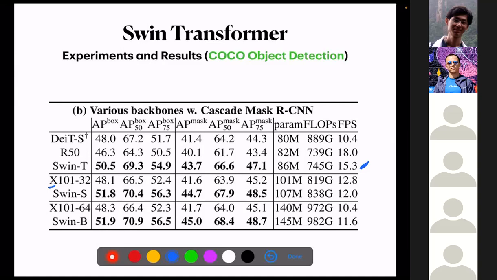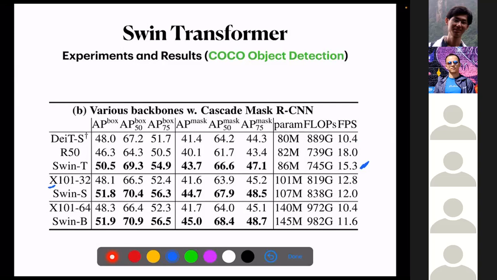Faster? Why is it faster? It gives better frames per second. Yeah, I understand from the data that it is faster. And why would it be faster? Because as the image gets bigger, Swin transformer outperforms because its complexity is linear and DeiT's is n squared. Okay.